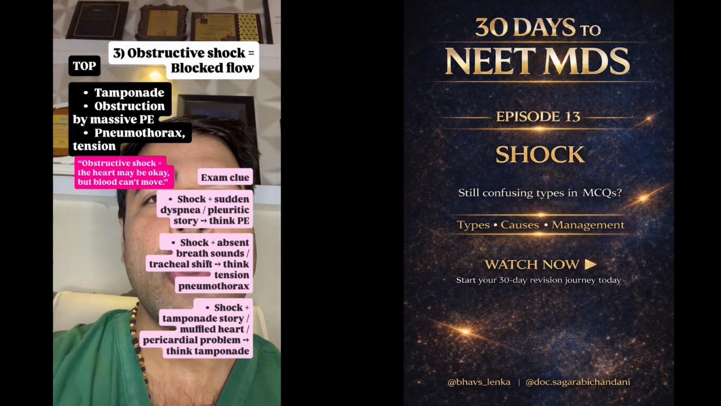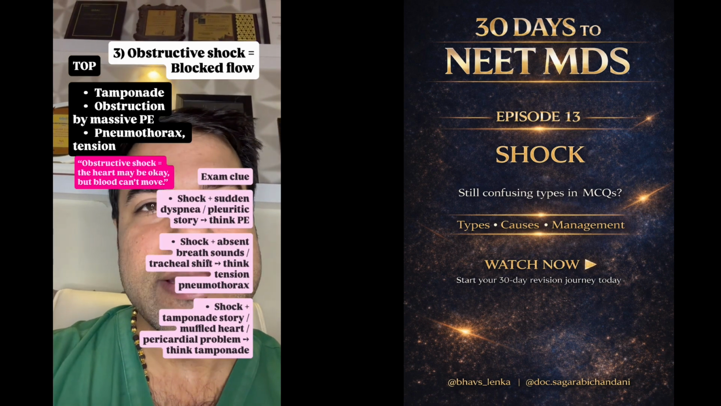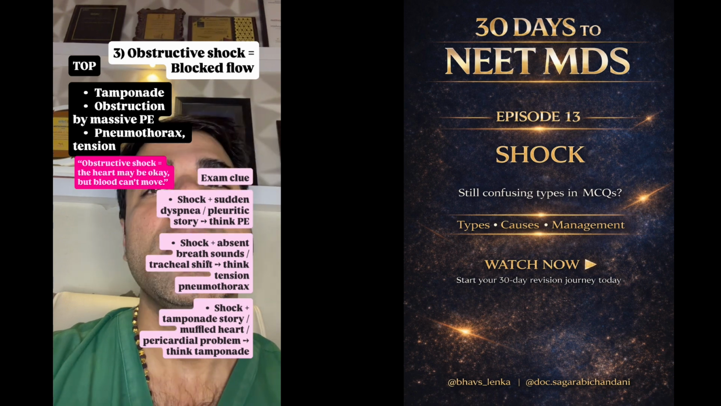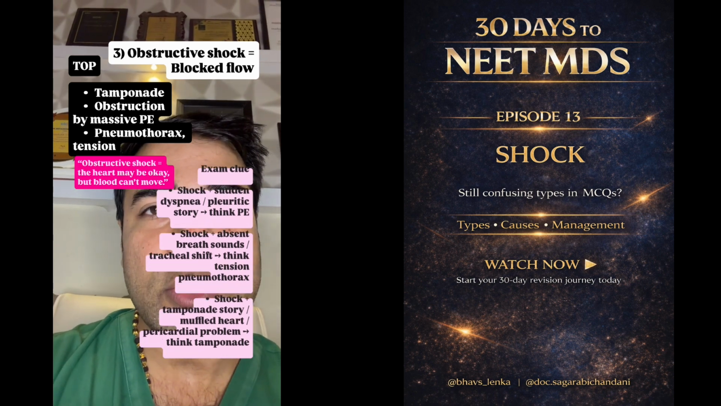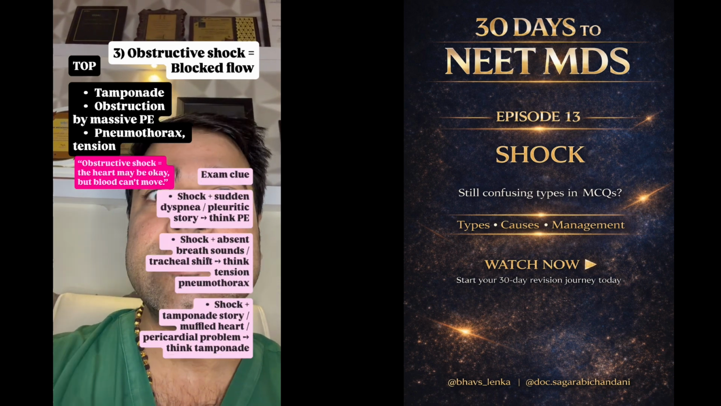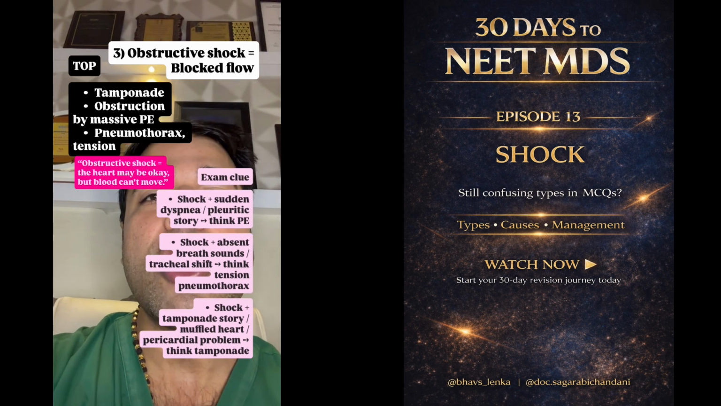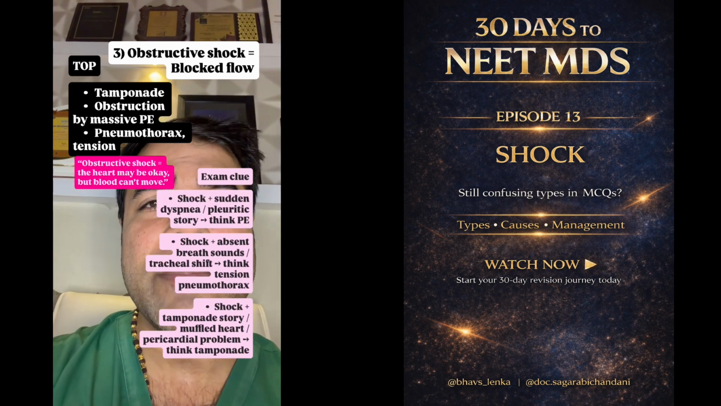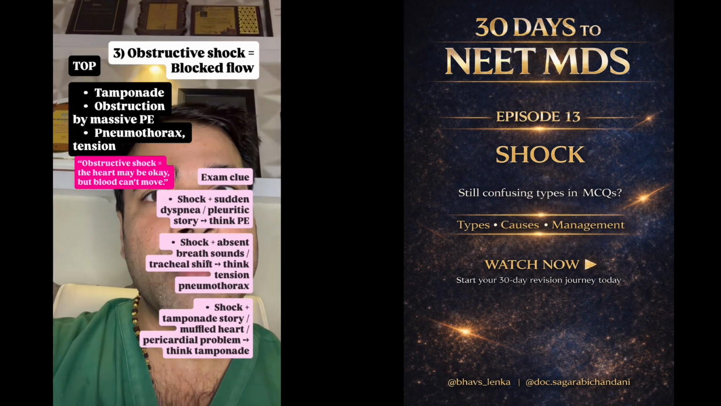Exam clue: shock plus sudden dyspnea or pleuritic story, think PE. Shock plus absent breath sounds or tracheal shift, think tension pneumothorax. Shock plus tamponade story, muffled heart, pericardial problem, think tamponade.